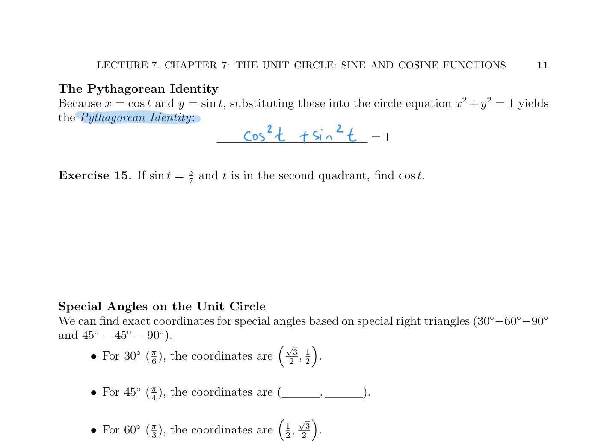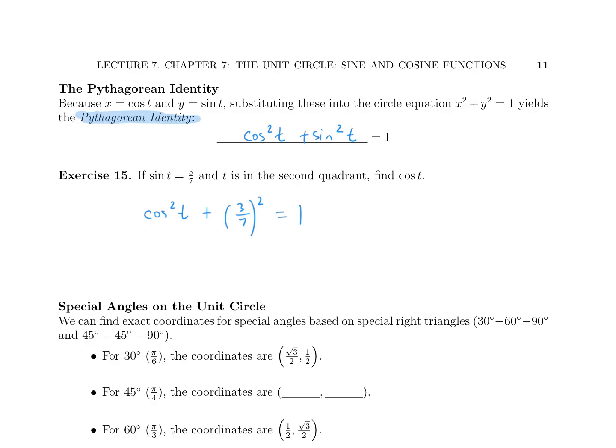Okay? All right, so let's apply that for this next exercise. It says, if sine is equal to 3 over 7 and t is in the second quadrant, find cosine. Well, there are 2 ways to do this. Let's do it using the Pythagorean identity. So if you substitute 3/7 into sine, then you can solve for cosine. So let's do that. We have cosine squared plus sine squared. Instead of sine, we're going to substitute 3/7 in for sine. Don't forget the square, equals 1.